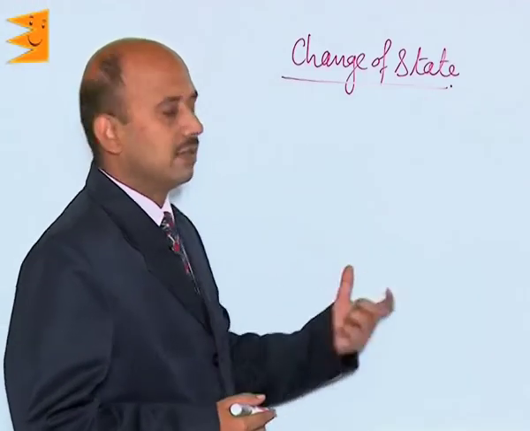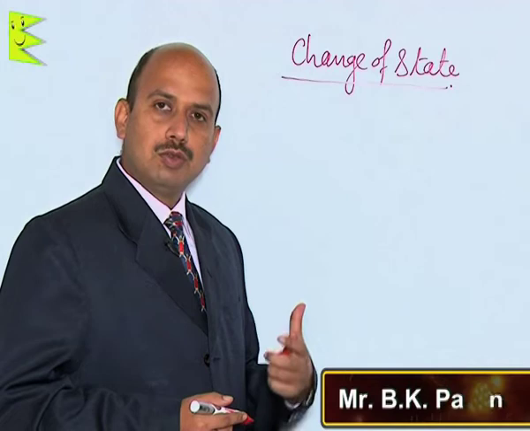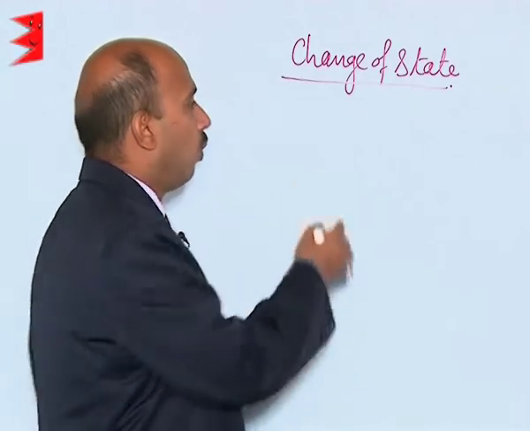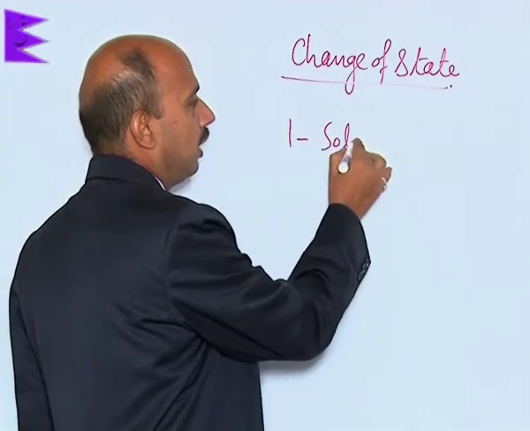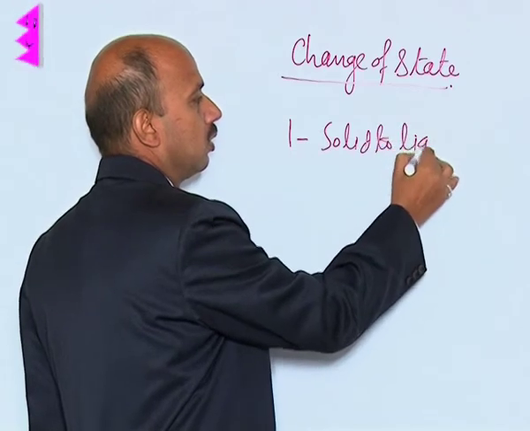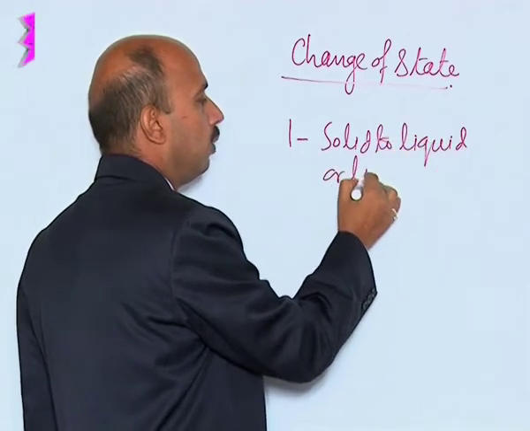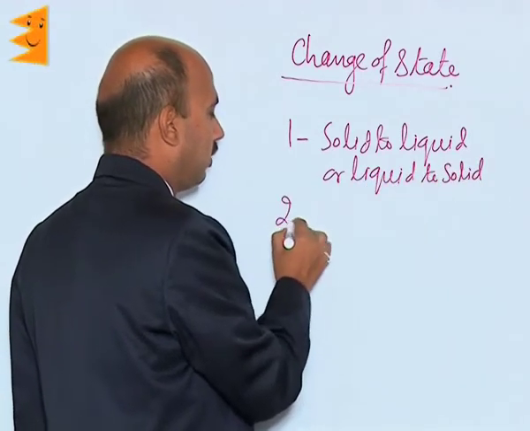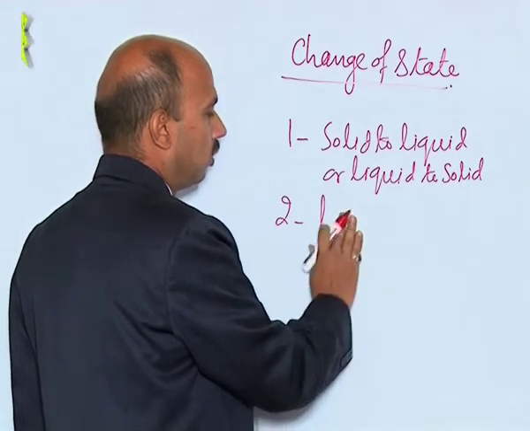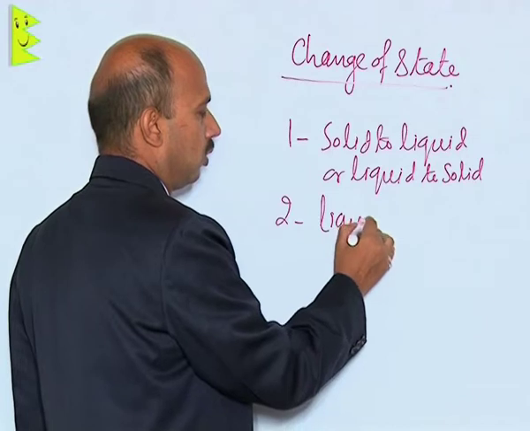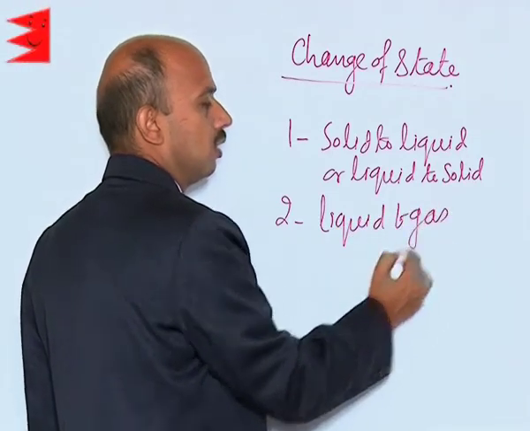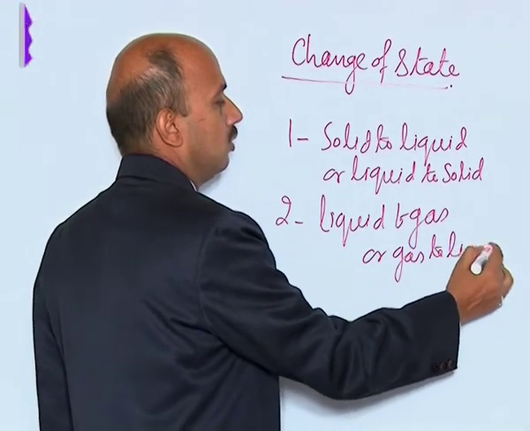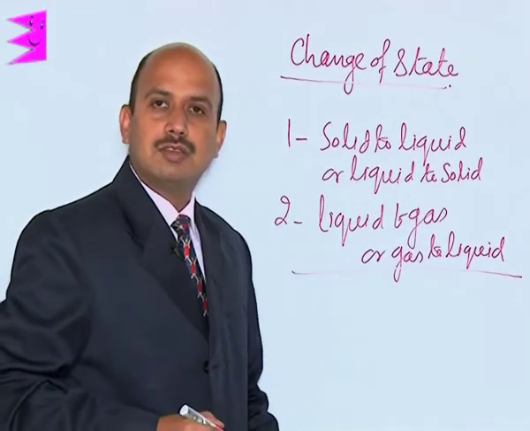Now see change of state. When heat is given to the matter or to the substance, its state changes. There are two most common changes. One is solid to liquid, or liquid to solid. And another one is liquid to gas, or gas to liquid. So, there are two most common changes in the state of the matter.